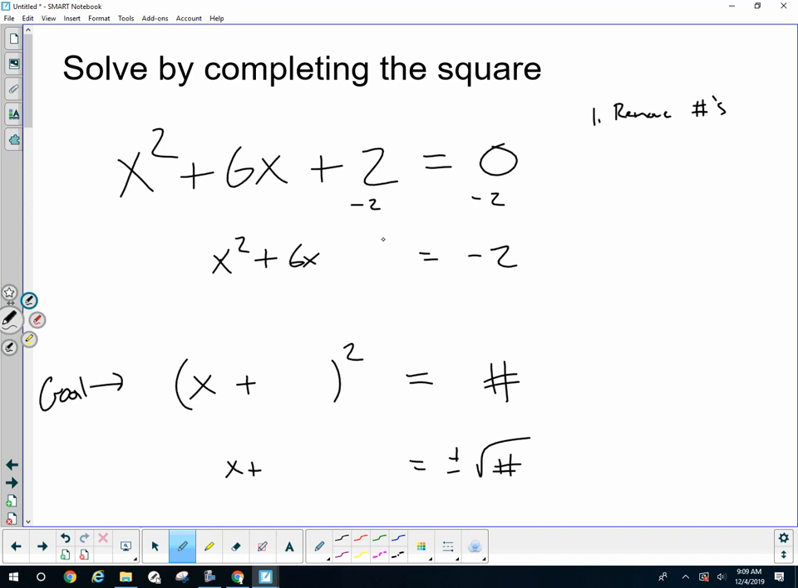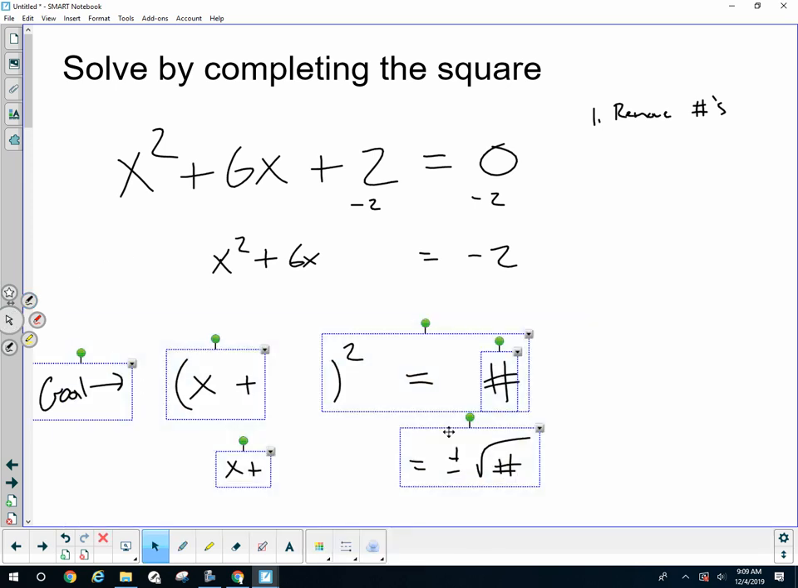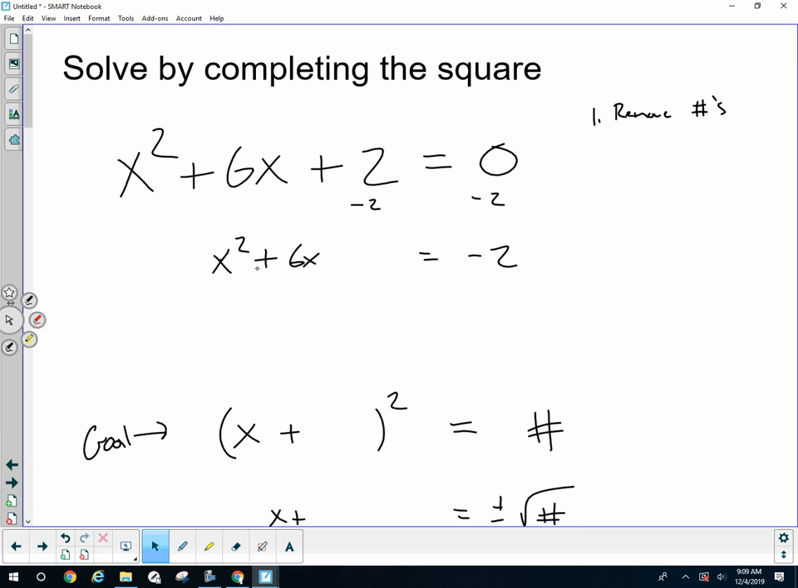I'm going to leave some space here. Okay? Because the second step to be able to turn this left side into an x plus something squared, I need this to be set up to be a perfect square. Now, I am thinking about using 3 because I know if I square x plus 3, I get x squared plus 3x plus 3x, so that's x squared plus 6x plus 9.